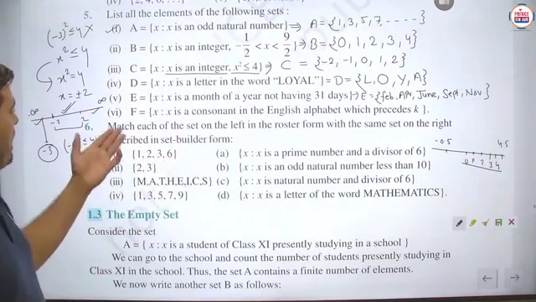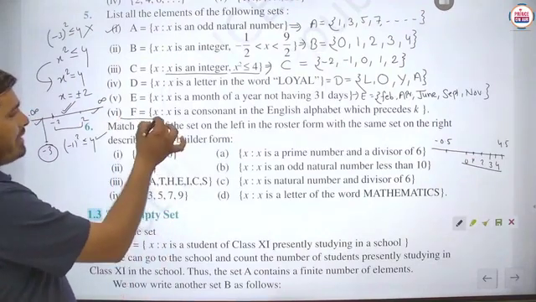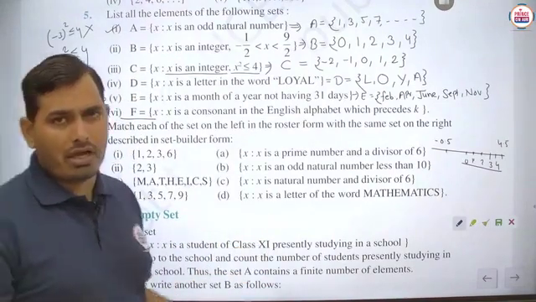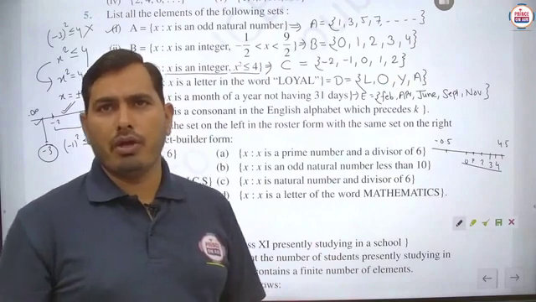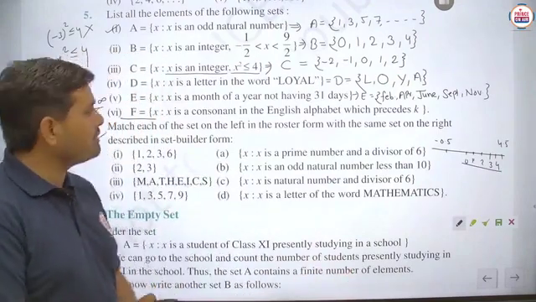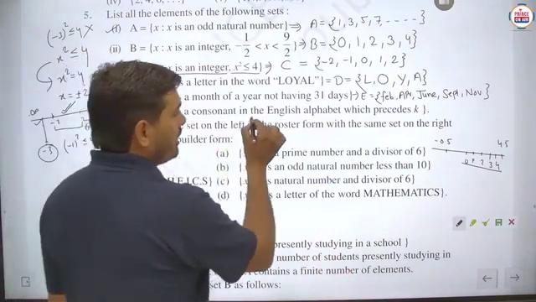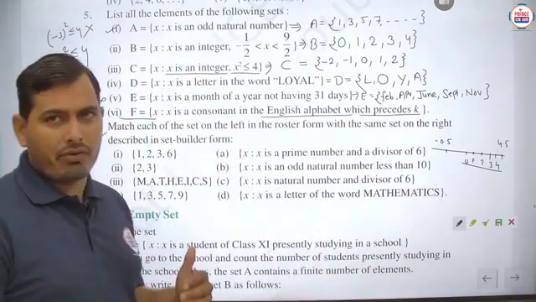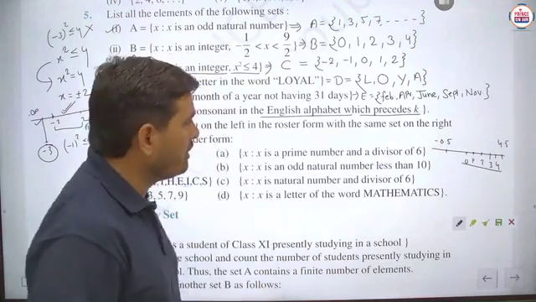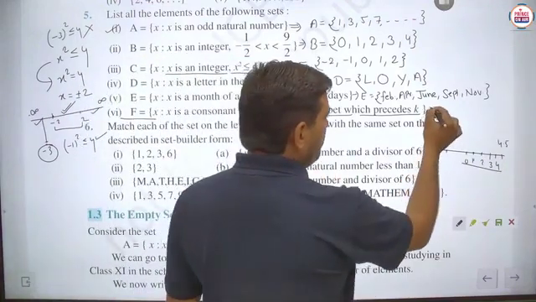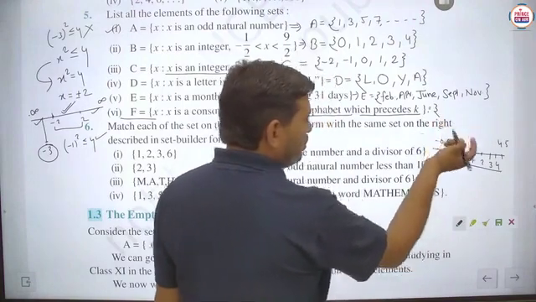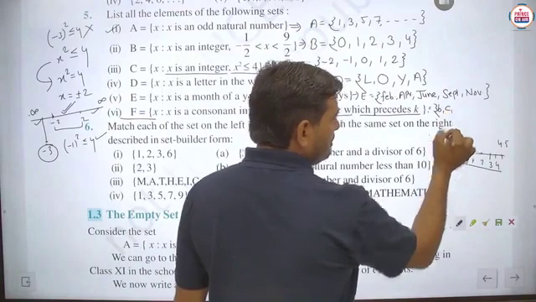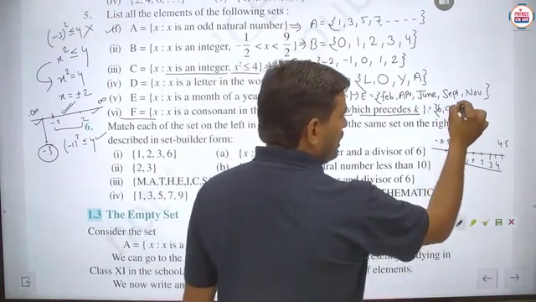Next F is to be given as x is a consonant. I think you know very well about the consonant. Vowels are 5 only, A, E, I, O, U, and the remaining are always said to be consonants. So x is a consonant in the English alphabet which precedes K. Precedes K means just behind the K we have to write down the whole name of consonants. So I think easily, student, you can just provide the names. Suppose A is not to be there because A is a vowel. Then after that we have to write B, C, then D, E is not to be written.